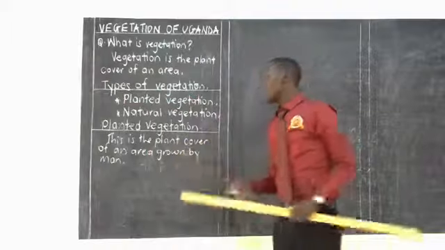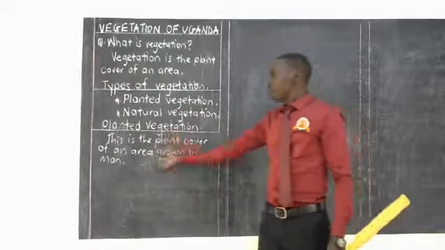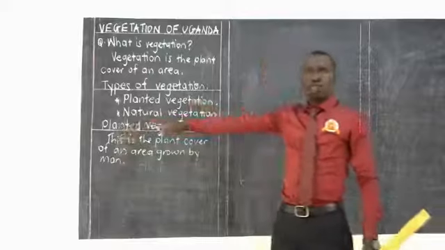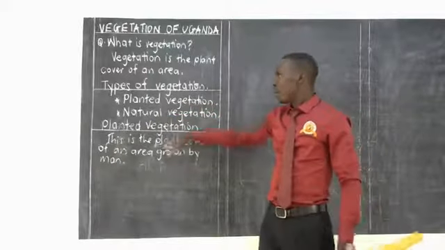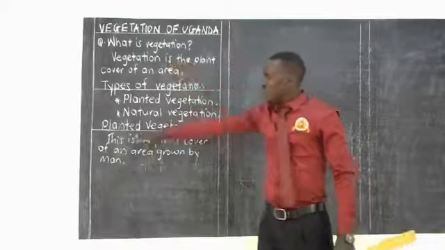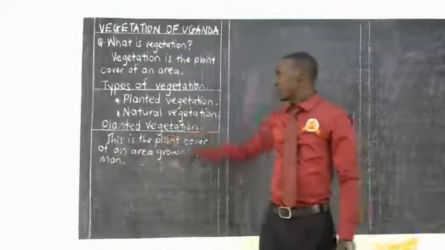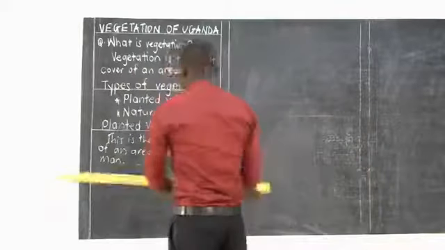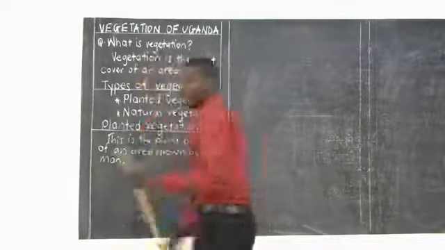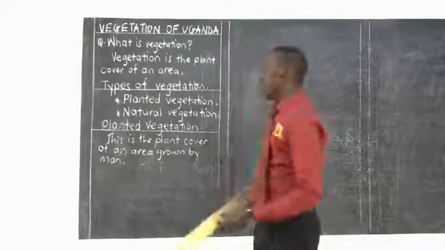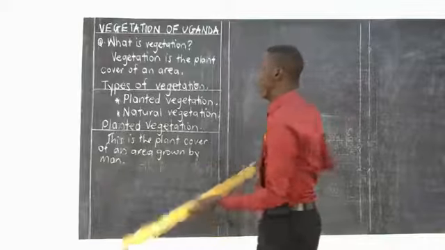The plant cover of an area grown by man. It's important that when you define planted vegetation, you don't say this is the type of vegetation. No. You say it's a plant cover, like we use in the definition of vegetation. This is the plant cover of an area grown by man. Let's look at examples of planted vegetation. Very first, write the heading: examples of planted vegetation.